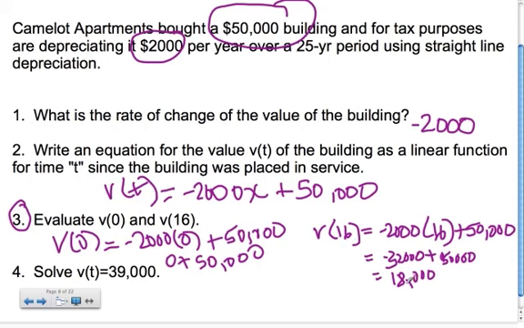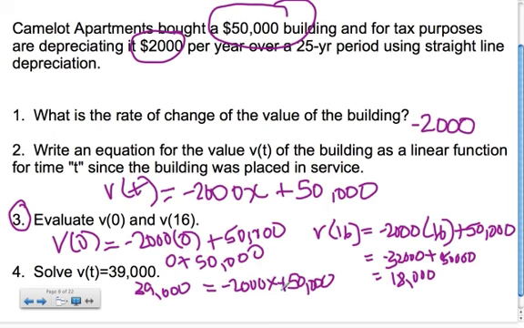So after 16 years of owning the building and having depreciated it, this building would only be worth 18,000. And then lastly, they want to solve V of t equals 39,000. Well, that's telling you what the y value equals. So I'm going to solve it for t.